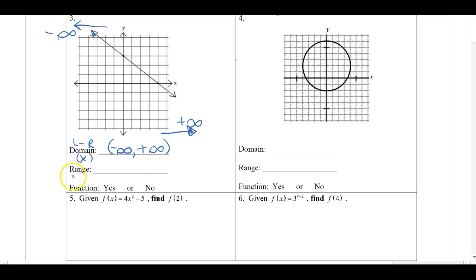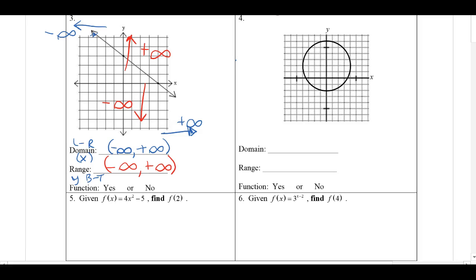And then the range. Range is always y, and we go from the bottom to the top, or from negative to positive. I ask, does it go down forever? Yes, this goes down forever, and down forever is -infinity for y. So I'll write -infinity. And does it go up forever? Yes, it does go up forever, and up forever is positive infinity. And again, for infinity, we always write parentheses.